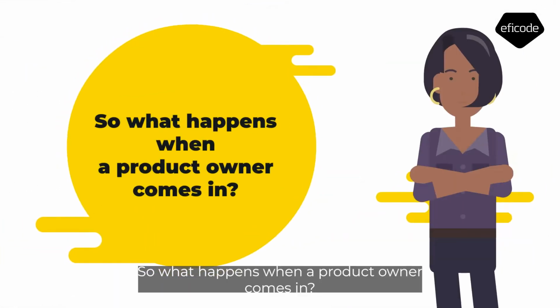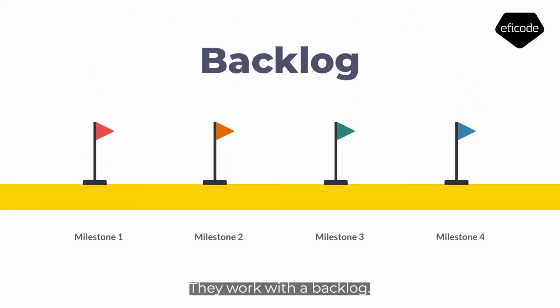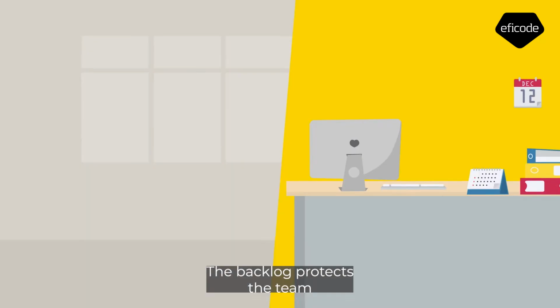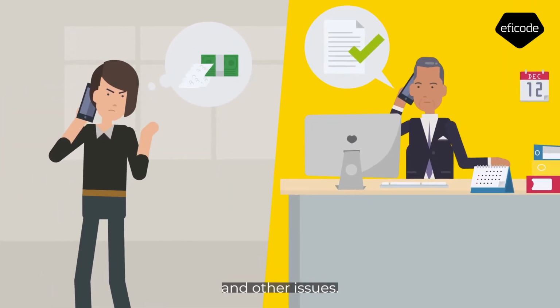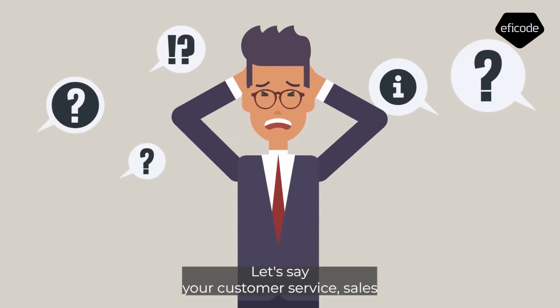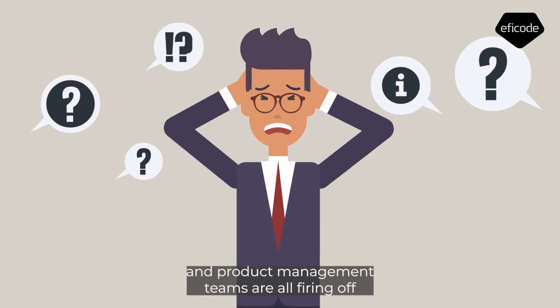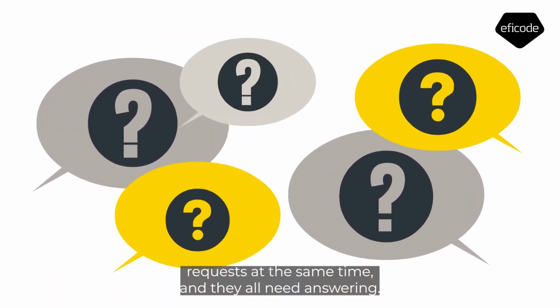So what happens when a product owner comes in? To start off, they work with a backlog. The backlog protects the team from all the interruptions, requests, complaints, and other issues that might come up from various parties. Let's say your customer service, sales, and product management teams are all firing off requests at the same time, and they all need answering.